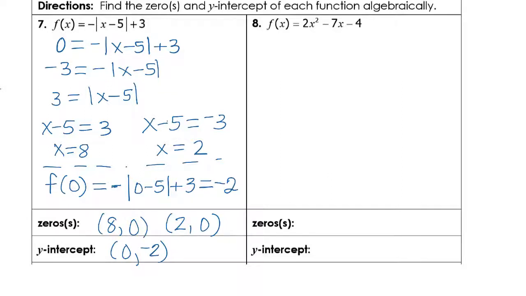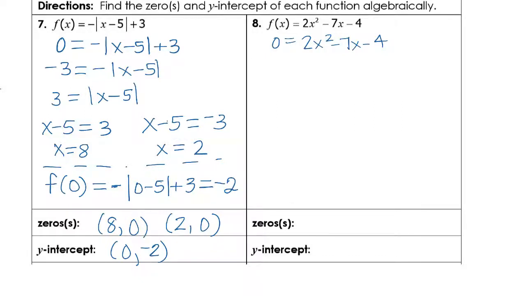Do y'all have any questions about those? Okay, let's try the next one. Try number 8. Again, same process. So again, we start out by letting our function equal 0. And so we're going to have 2x squared minus 7x minus 4. Now here you're going to have to factor this.